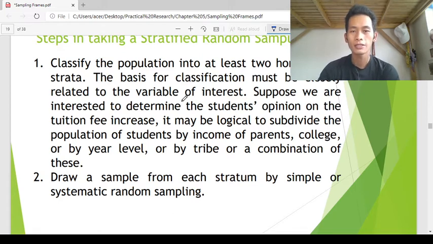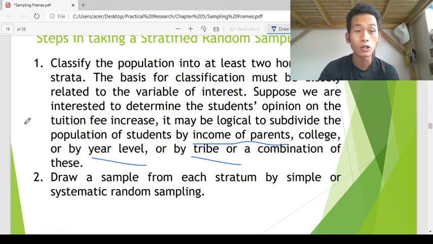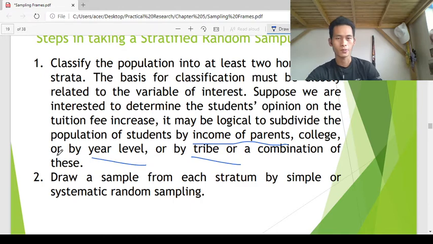The basis for classification must be closely related to the variable of interest. Suppose we are interested to determine the student's opinion on tuition fee increase. It may be logical to subdivide the population of the students by income of parents. Possible, right? You classify them by income of parents as to economic status. College or by year level, right? Grade 11, grade 12, or by tribe, or a combination of this, as long as they are really homogeneous respondents, right? They have the same, they have common characteristic.